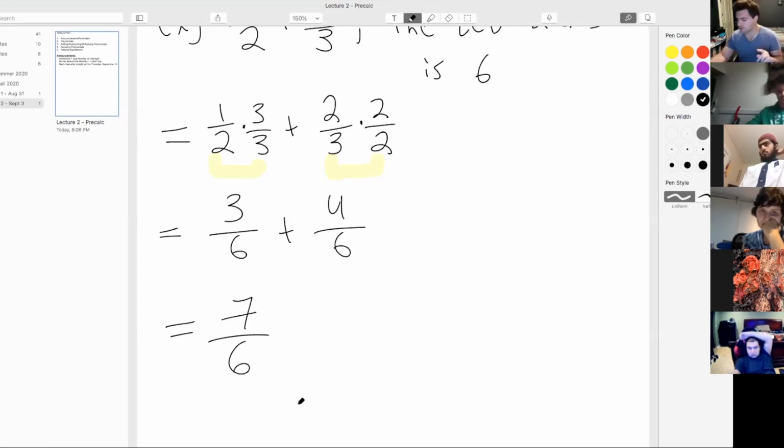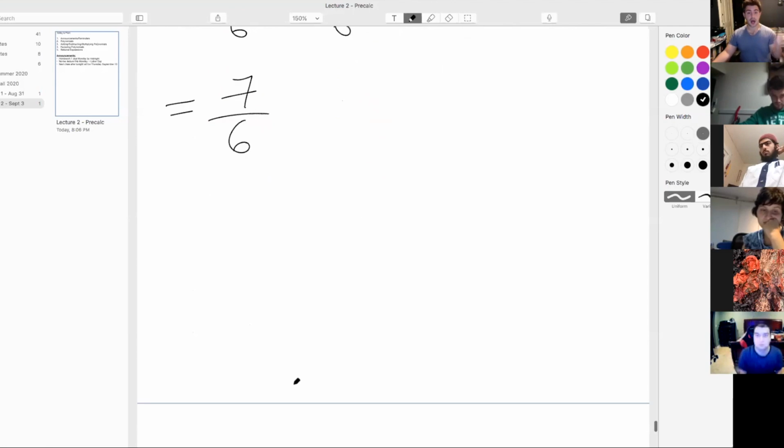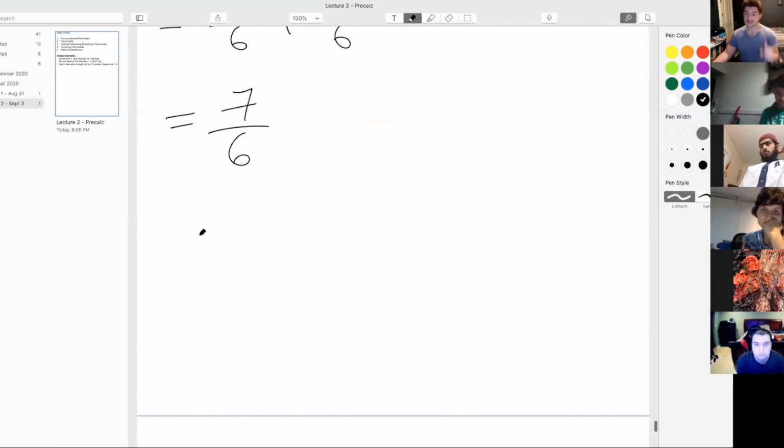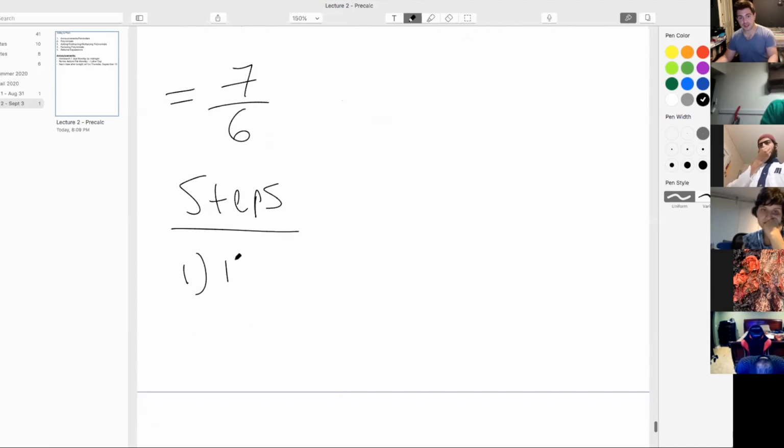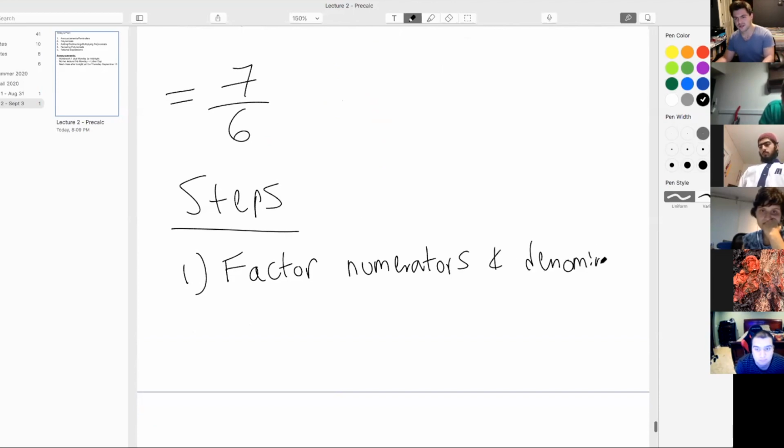I know I'm going over time, but let me write down the set of steps. We'll do one example and we'll be done. So step 1 is to factor numerators and denominators. I just want to get through all of this material because it is on the first homework. That's why I want to get it all done. So factor numerators and denominators.